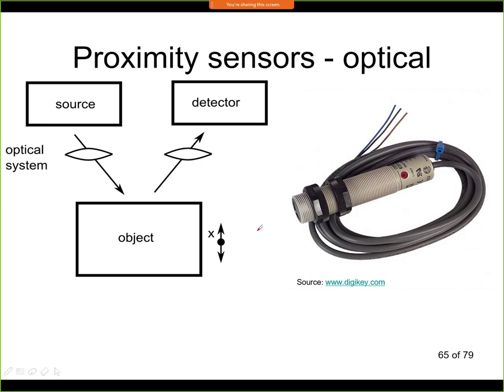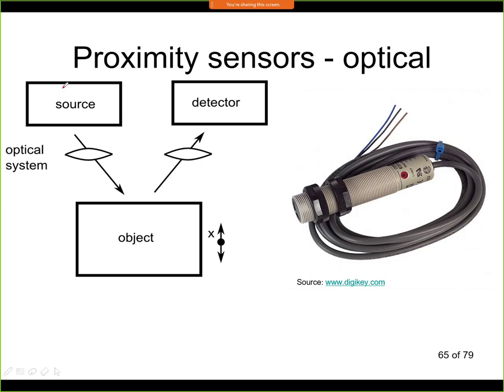And the third group, and the last one that I will show you, is the optical sensor. And we'll see that optical sensor can detect different materials than the inductive or capacitive sensor, but it will have, for example, trouble with transparent objects. So let's see how it works.